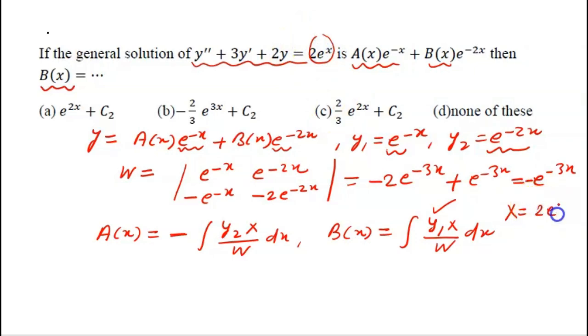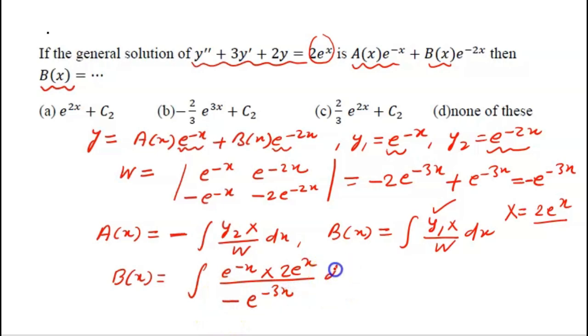So 2e to the power x, and we also divide it by the coefficient of y double dash. Here the coefficient of y double dash is equal to 1, so it will be just 2e to the power x. So in the question they are asking us to find bx. So what is bx? Bx is integral of y1 x. So what is y1? Y1 is e to the power minus x into what is x? That is 2e to the power x, and by w, the Wronskian, that is minus e to the power minus 3x dx. Okay. Now how to solve it?